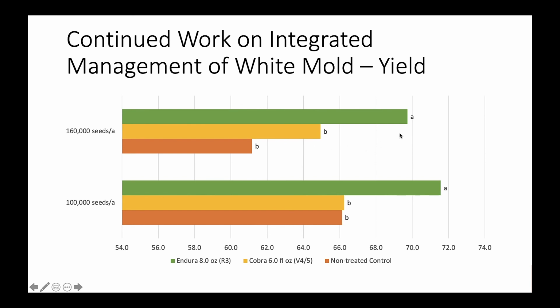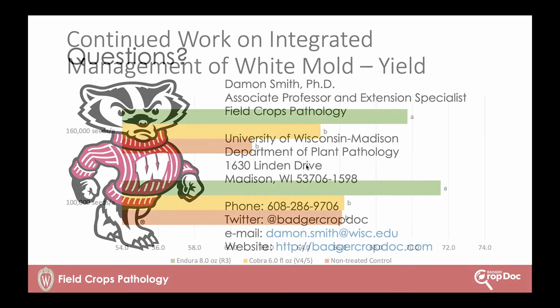This would be sort of expected because we did have quite a bit higher disease index in that 160,000 seeds per acre. You also notice that the addition of Endura here gave us a nice bump in yield compared to using Cobra or comparing against the non-treated control. So we continue to recommend folks looking at not only widening row spacing, but dropping planting population down and then layering those fungicide applications on top to really maximize the control of white mold.